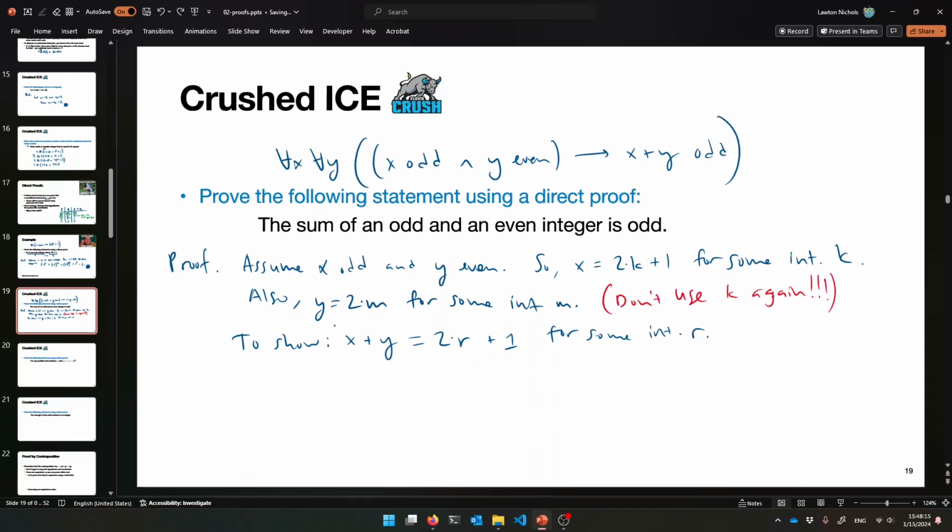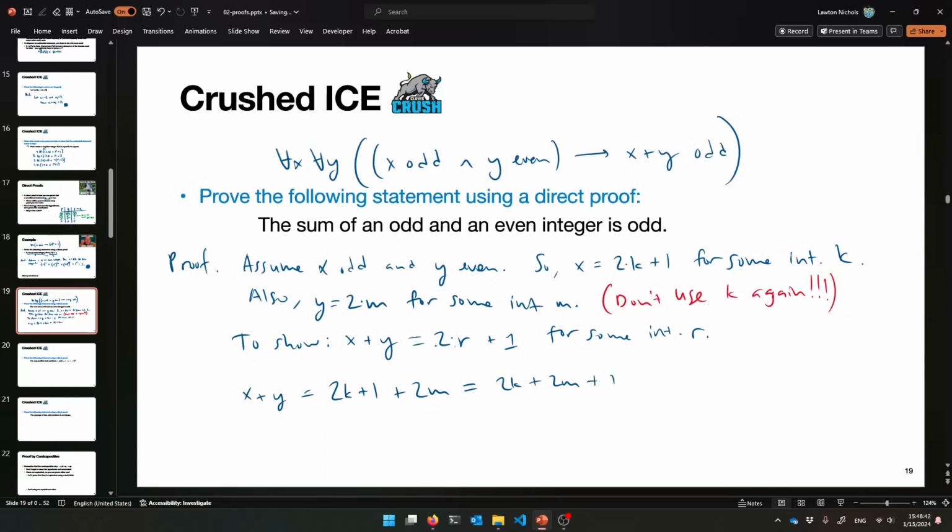All right, and so now let's start with this side and try and come up with a good value of r. So x plus y, what do we know about it now? x is equal to this, y is equal to this. Well, let's substitute. That's equal to 2k plus 1 for the x, and then 2m for the y. Cool. And that's equal to 2k plus 2m plus 1.